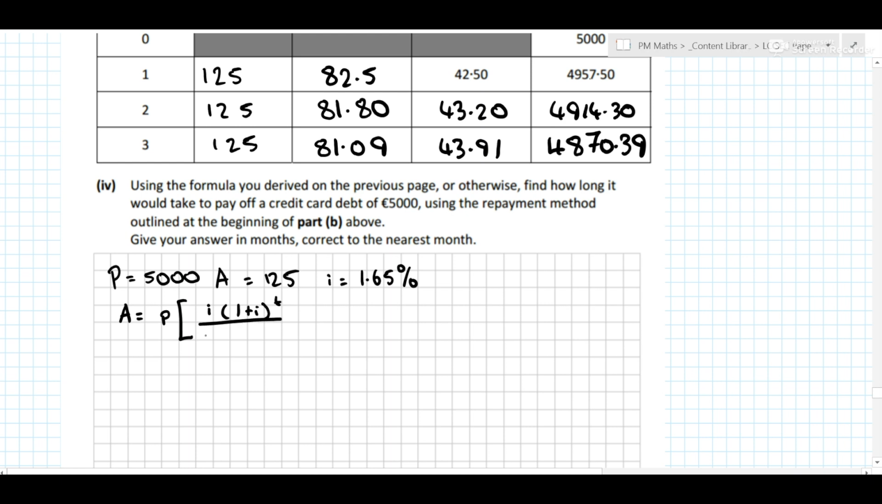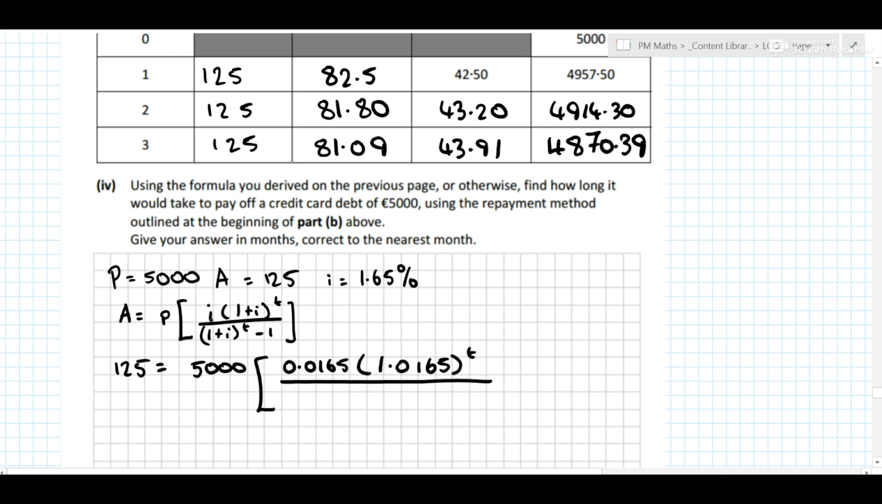So what are we looking for? Write out the formula. What letters do we know? What letters do we not know? We want to find out how long, so that's t that we're going to be looking for. So you might as well fill in what you know anyways. 125 is equal to 5,000, 0.0165, because we always put it in as a decimal, times 1.0165 to the power of t, over 1.0165 to the power of t minus 1.